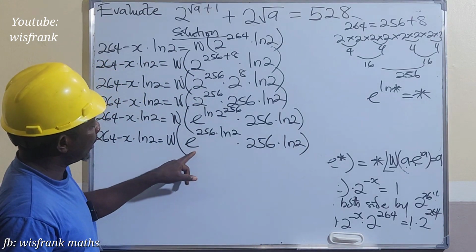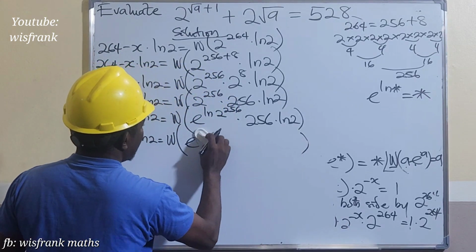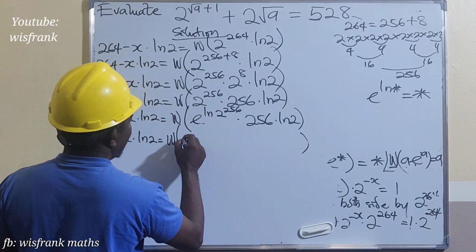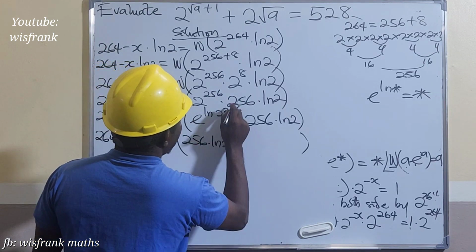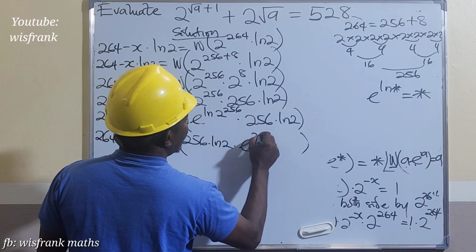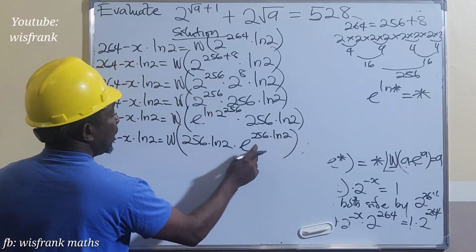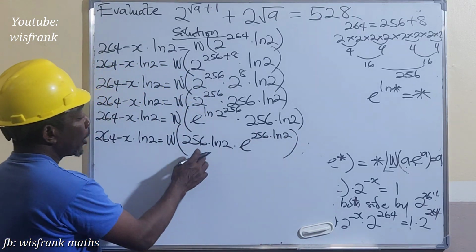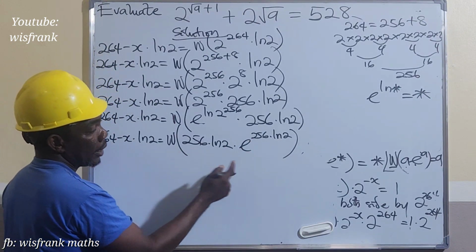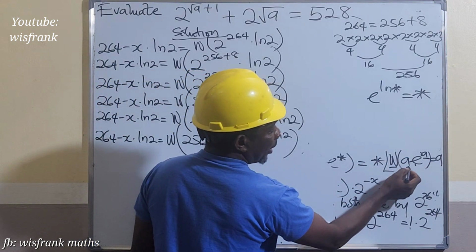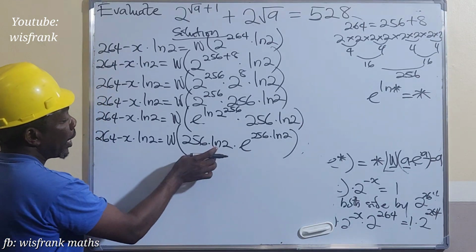So now we can rearrange this, bringing this to the front so that we have the same format: 256 times ln of 2 times e to the power of 256 times ln of 2. So this is what we have. It's still the same thing. And now you can see that what we have on the exponent side here is what we have on the product side. That means what we have here is what we have here. It satisfies that application of Lambert W function. Therefore, we can evaluate this.